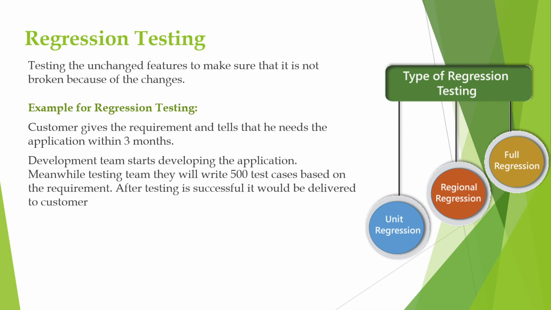Now the testing team will start writing the test cases based on the requirement. Let us assume that we have written 500 test cases. Now the development team will start sending the build for testing. As a test engineer, we'll start testing the application by executing the test cases. We will start testing each and every feature of the application.